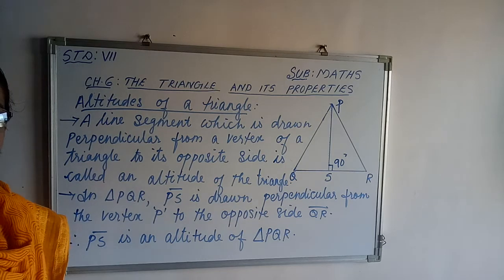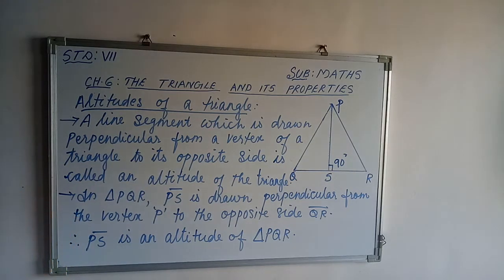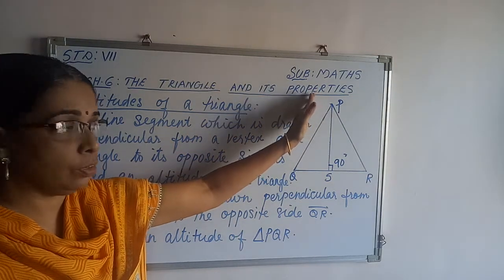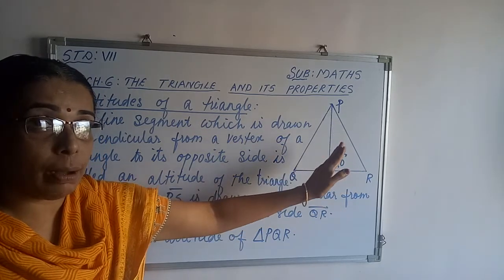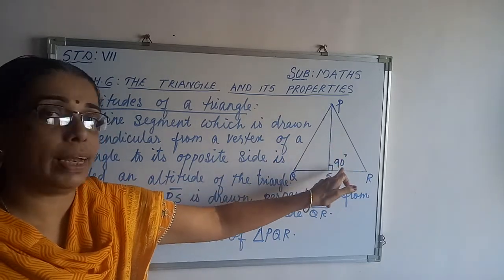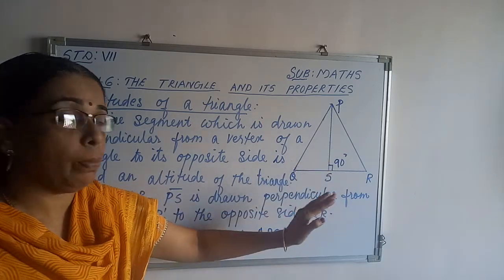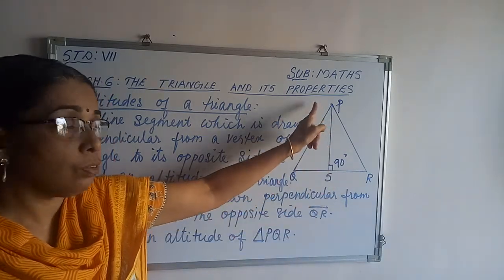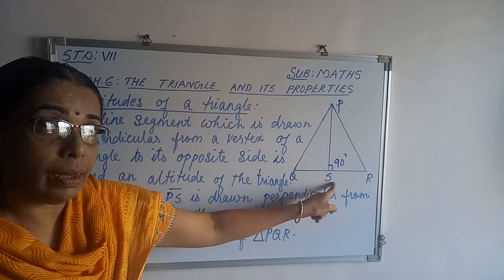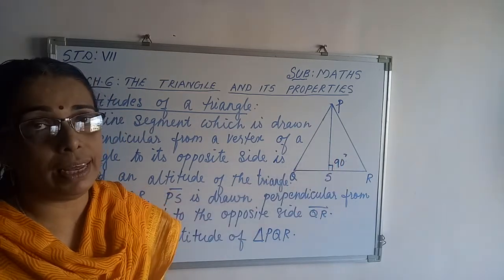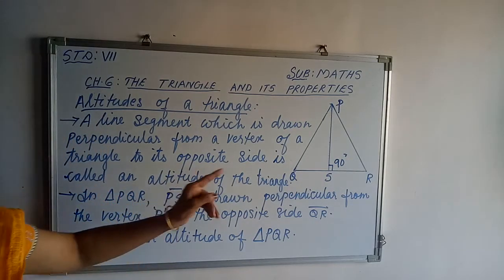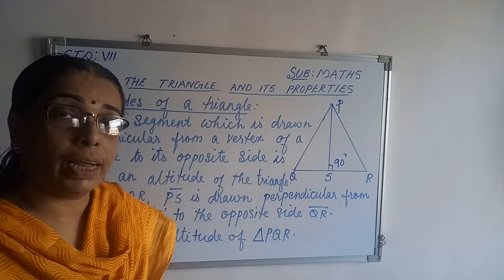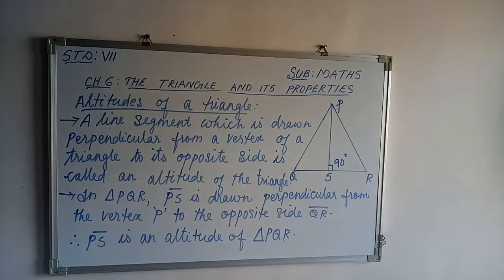Then what is the difference between a median and an altitude? Median, we have seen that it is drawn from one vertex to the midpoint of the opposite side, and it is not compulsory that it should make an angle of 90 degrees. But altitude means it is drawn from one vertex to the opposite side, and it makes an angle of 90 degrees. It should be perpendicular. Altitude is always perpendicular, but a median divides the opposite side into two equal parts.